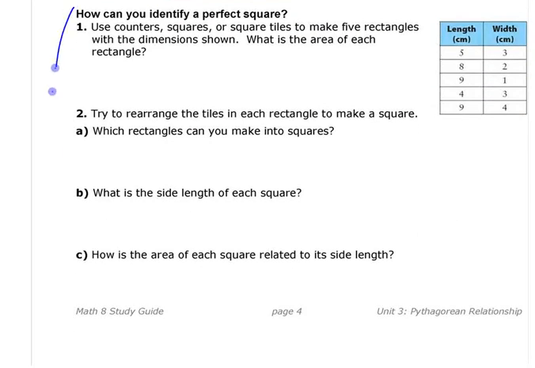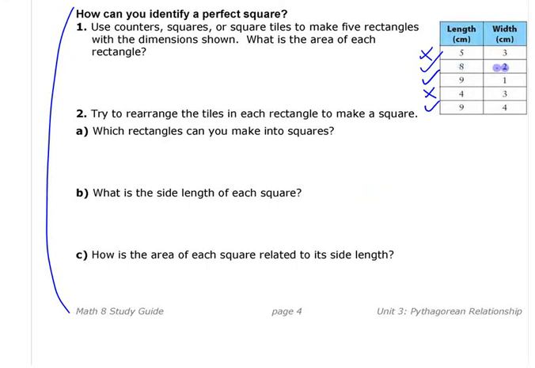Some of you did this last time. Essentially what they're saying is they want you to make a rectangle. If you were struggling with it last time, take those numbers and make a rectangle that shape, and then try to rearrange them to make a square. I think what you found is this was a no, this was a yes, this was a yes, and this was a yes, and this was a no.